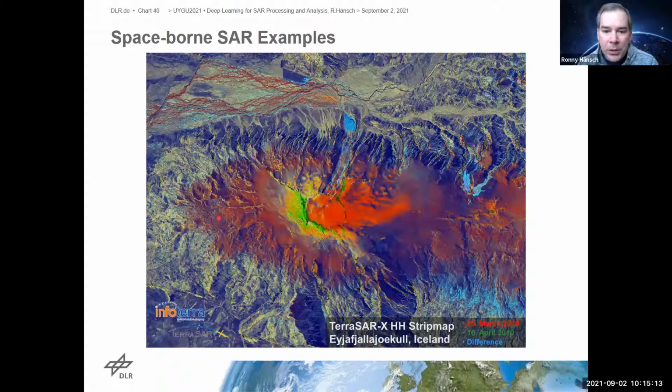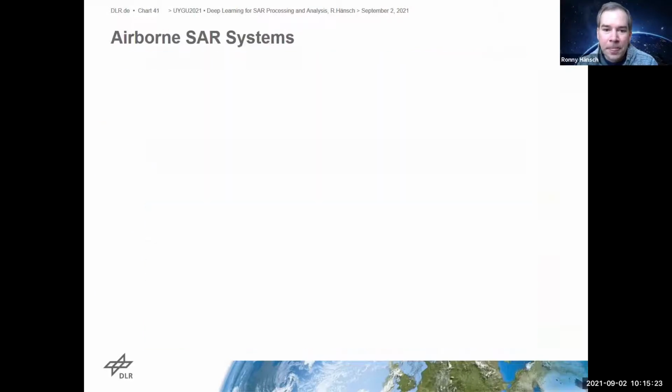This is also a volcano over Iceland. The color what you see here is coming from different dates, right? To show changes, how the volcano changed during an eruption.